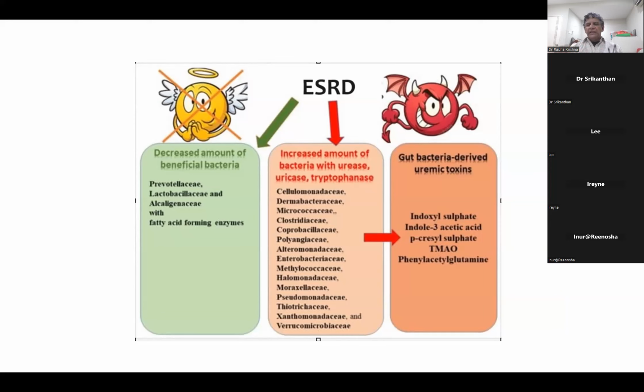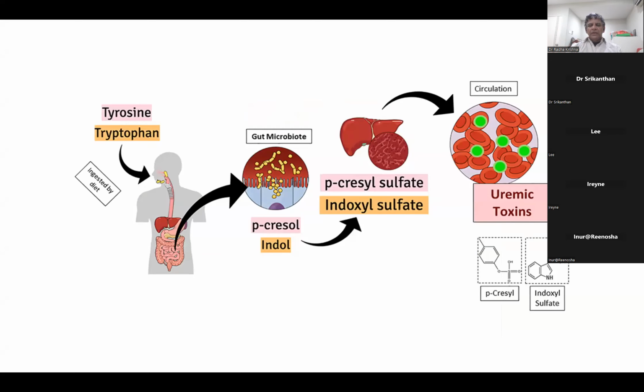So if you look at the whole bacteria, and you look at the right side, you have gut bacteria-derived uremic toxins. This is where I want you to focus. It forms uremic toxins, and there are 5 components of it: indole, indoxyl sulfate, acetic acid, p-cresol sulfate, TMAO, and phenylacetylglutamine. You can see during digestion, you form p-cresol. So this is where the kidney gets damaged, from the nephrons to the tubules, and there's an overload. So this causes uremic toxemia.